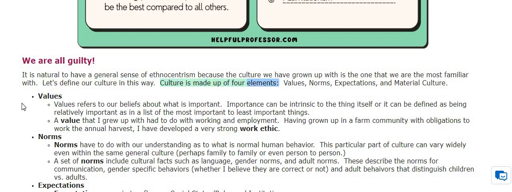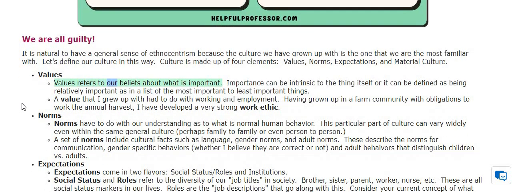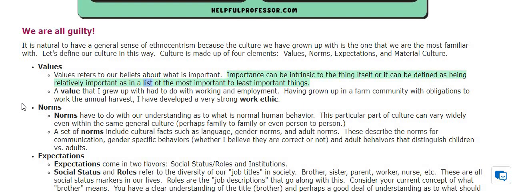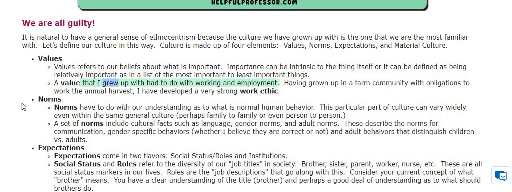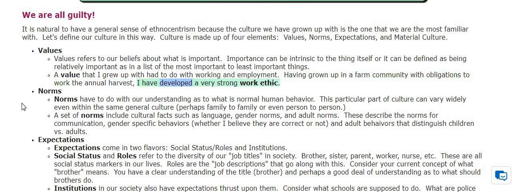Culture is made up of 4 elements: values, norms, expectations, and material culture. Values. Values refers to our beliefs about what is important. Importance can be intrinsic to the thing itself, or it can be defined as being relatively important, as in a list of the most important to least important things. A value that I grew up with had to do with working and employment.